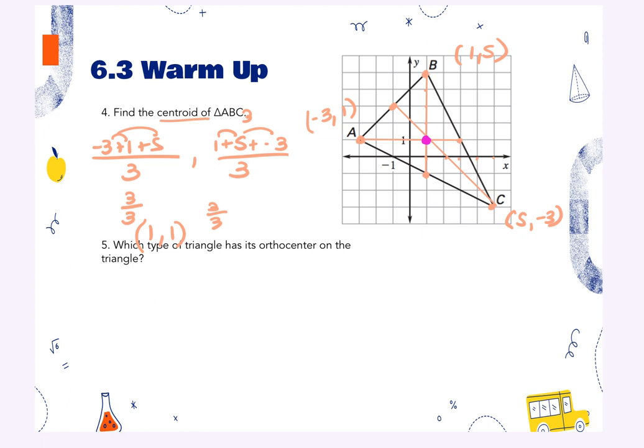Number 5 says, which type of triangle has an orthocenter on the triangle? We know that orthocenter is your in, on, and out, and the on happens on a right triangle.